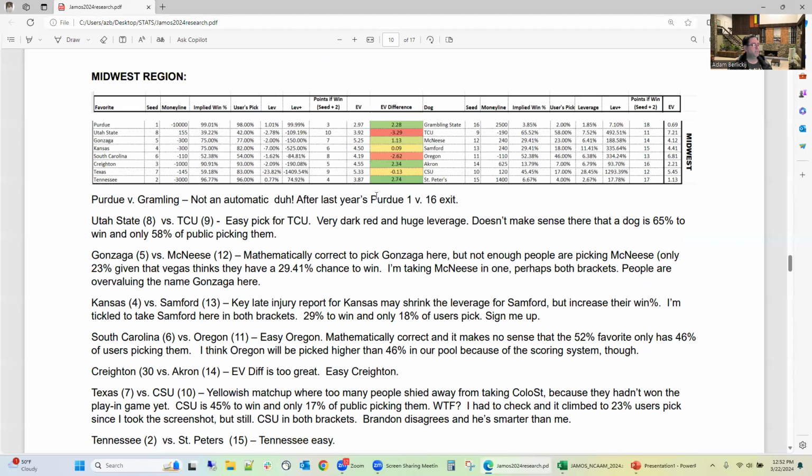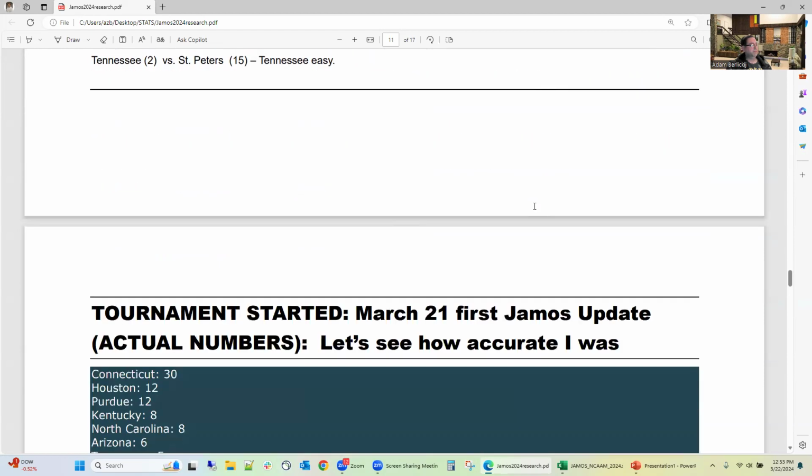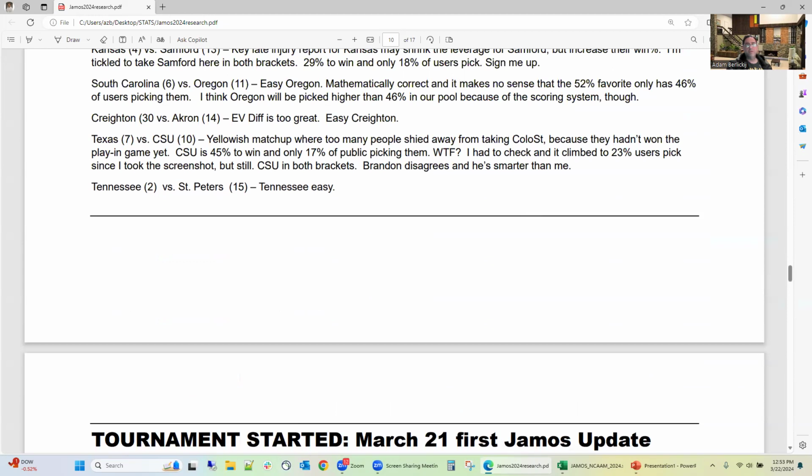Next one, the 7-10 matchup, Texas, Colorado State University. Another mathematical coin flip here with expected value. The tiebreaker here, and this doesn't even make sense: 45% to win for Colorado State University, despite only 17% of the public picking them. What? I think that means I have to take Colorado State in all my brackets. And this might be another one of those scenarios where, because Colorado State was the play-in game, people filled out their brackets ahead of time, and not knowing who the play-in winner was going to be, they just took Texas to be safe. Maybe that would shake out and not be the correct user pick. It just seems way too fishy to me that a 45% favorite would only get 17% of the public.